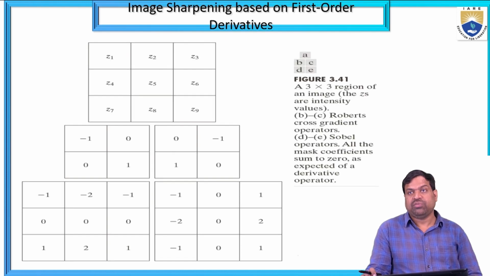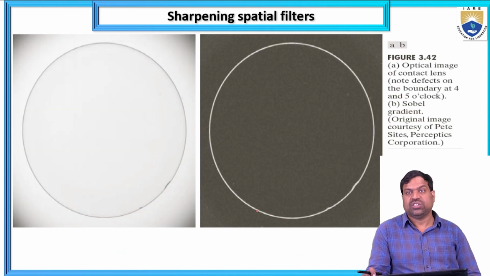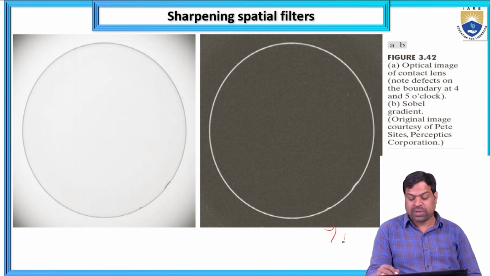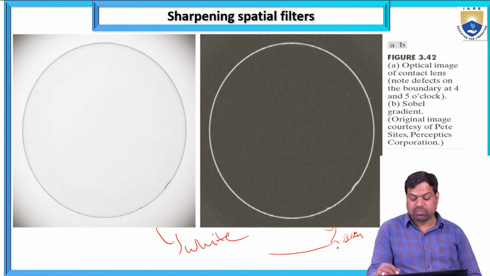And it is one example of a 3 by 3 region of an image with its intensity values. A and B are the Roberts cross operators, and C and D are the Sobel operators of the image. It is a sharpened spatial image. The first one is an optical image of a contact lens, and the second one is the Sobel gradient. It is one method. One is completely black, one is completely white. So Sobel is converting white to black.